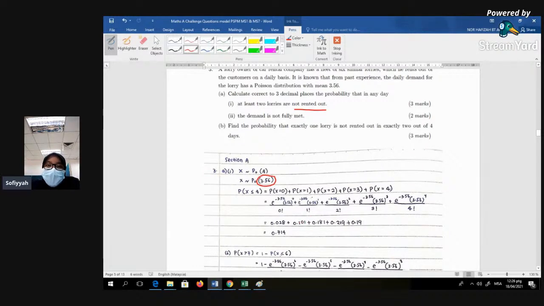So kita guna cara yang kedua, guna formula. Formula eksponen kuasa negatif lambda, lambda kuasa X per X faktorial. Lepas tu kita gantikan lambda. Lambda tu mean. Lepas tu gantikan X tu dengan 0, 1, 2, 3, 4. Lepas tu totalkan dapat 0.714.